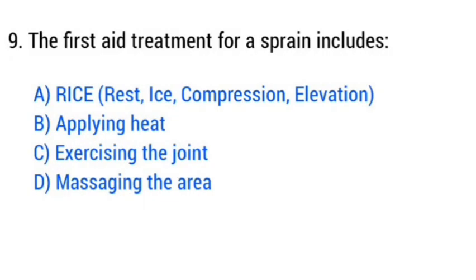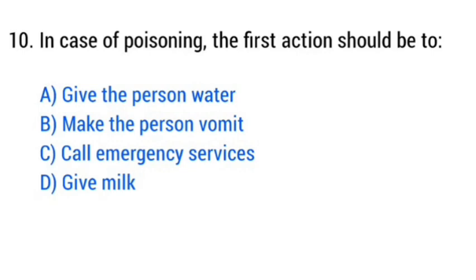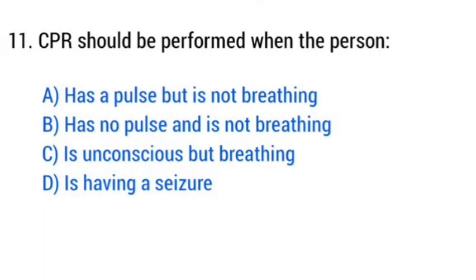The first aid treatment for a sprain includes: RICE, rest, ice, compression, elevation; applying heat; exercising the joint; massaging the area. So RICE. In case of poisoning, the first action should be to: give the person water, make the person vomit, call emergency services, give milk. Right answer is C. Call emergency services.